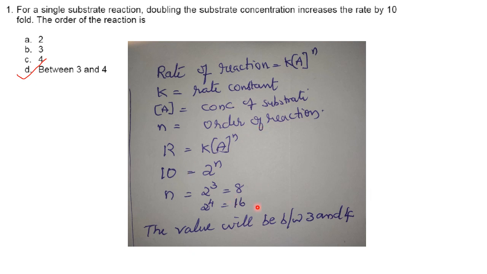So substitute and you will get a value between 3 and 4, because R is equal to 10, so 2 raised to n. 2 raised to 3 will be equal to 8, or 2 raised to 4 will be equal to 16. So that value is between 8 and 16. The value which lies between them is 10. So the value will be between 3 and 4. So our answer is option D.